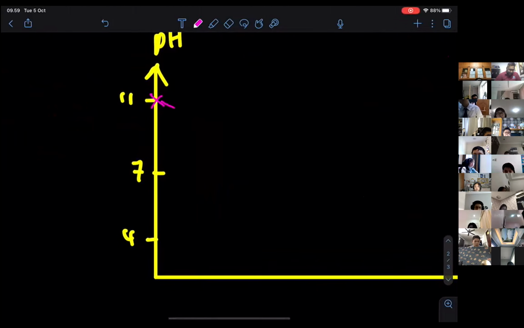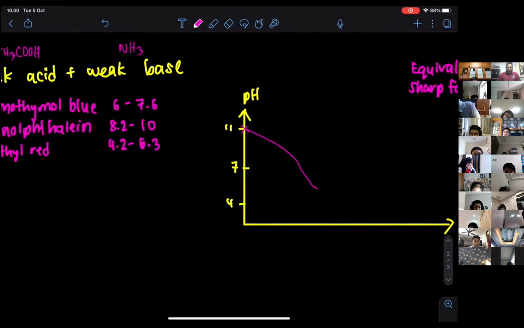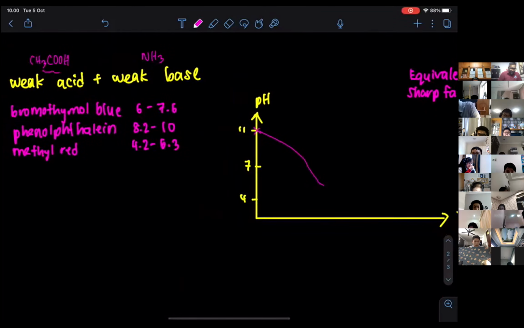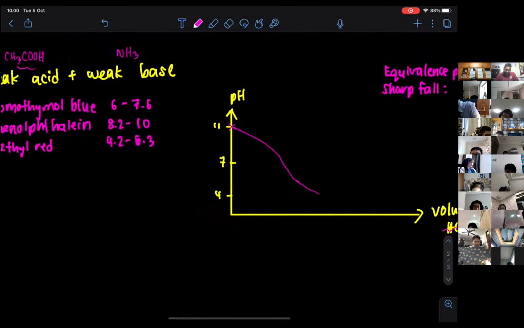And of course, they are going to drop. But we need to know what is going to be the sudden drop. The answer is there is no sudden drop. So they will just come over here, maybe something like this, then go on and decrease. But do remember, if you keep on adding this acid, they are not going to go to pH 1, because this is a weak acid. So they will just go to maybe around 4 or something like this, somewhere there.